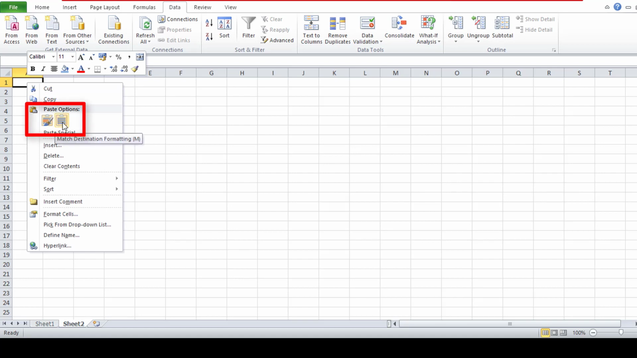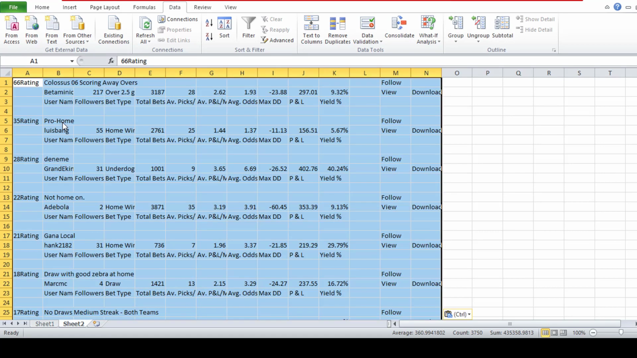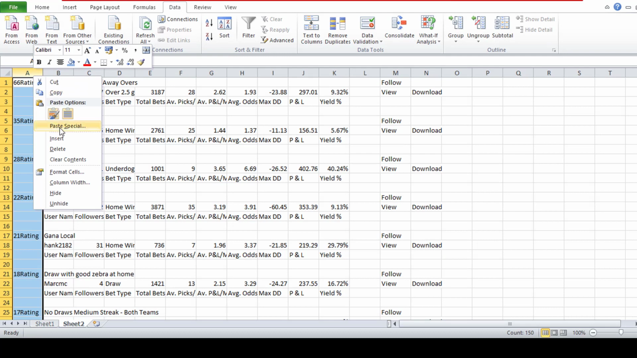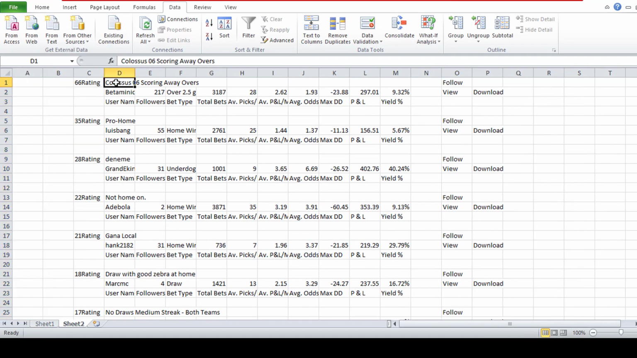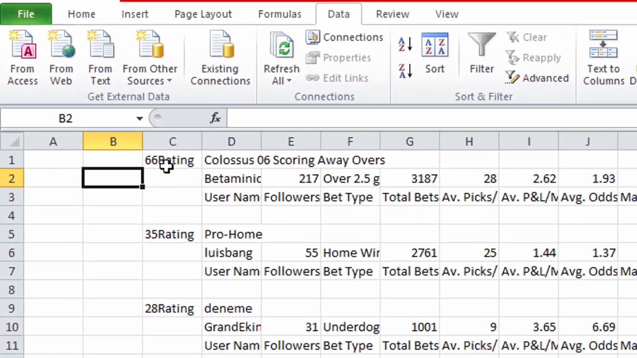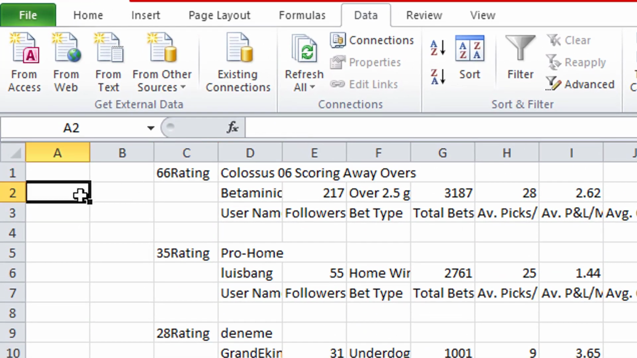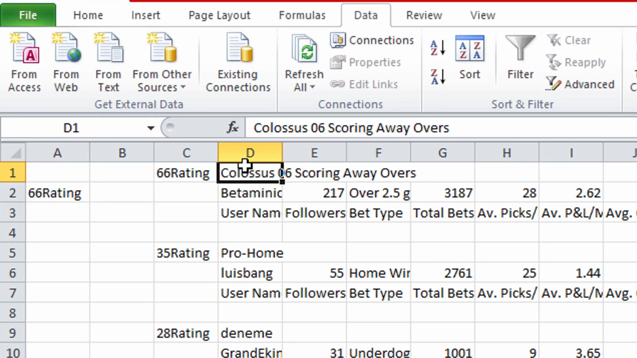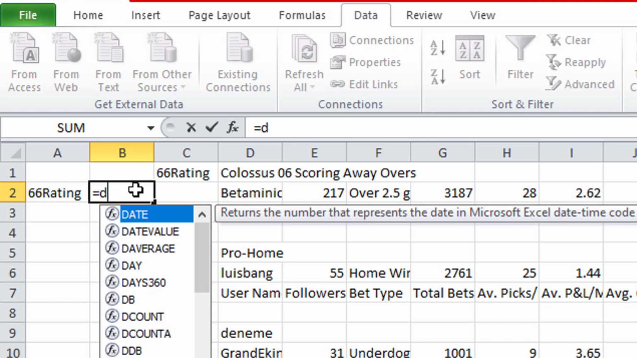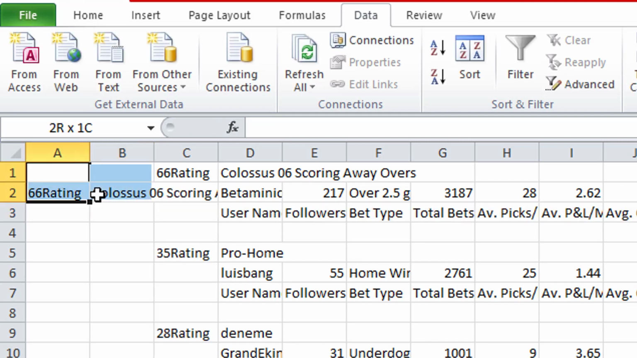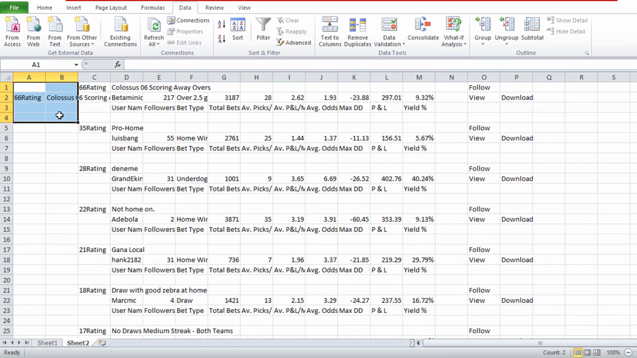Right-click and copy that data and then paste it just as values into a spreadsheet. Don't keep the formatting, otherwise it'll mess lots of things up. All the data we need is not on the same row, so we need to transfer it to the right row. So we want to get C1 and put that into A2. So type in equals C1 in the A2 cell and type in equals D1 in cell B2. That will transfer the rating and the strategy name onto the same row as the rest of the data.